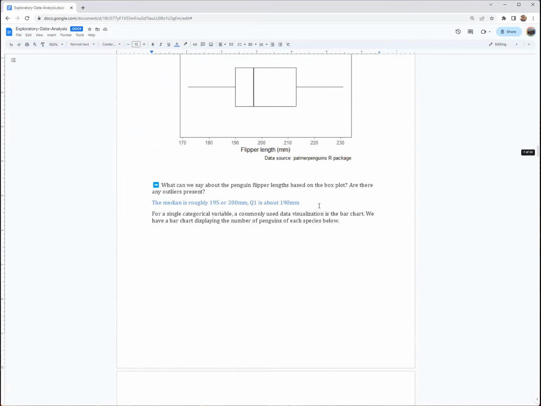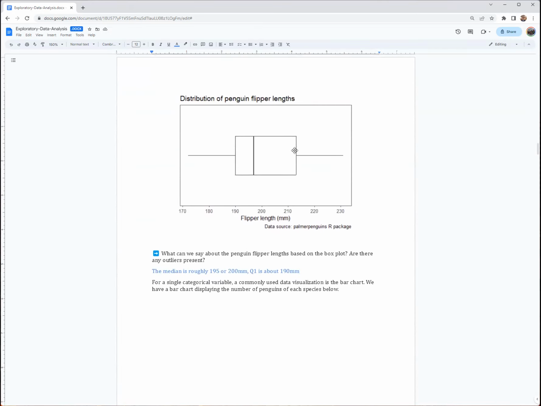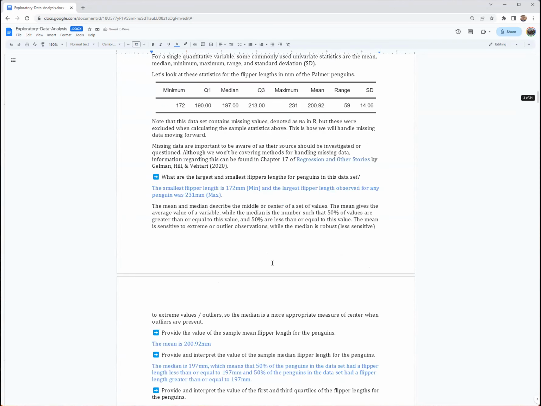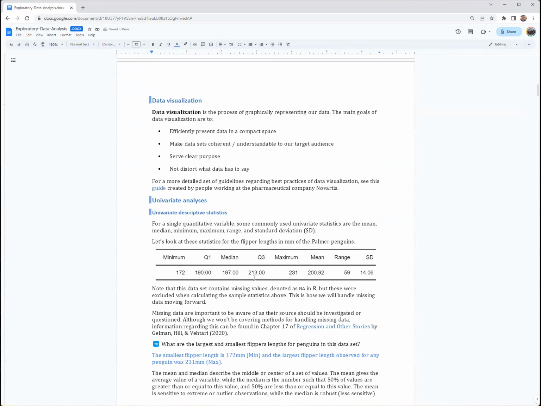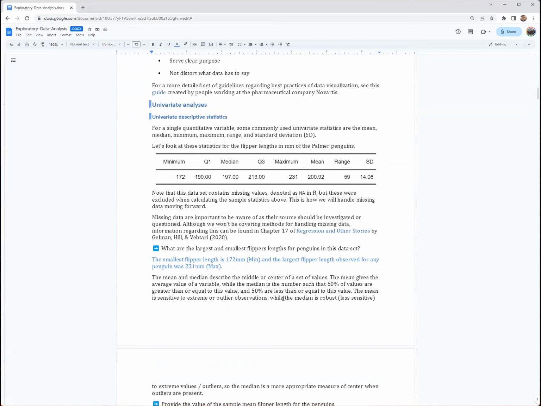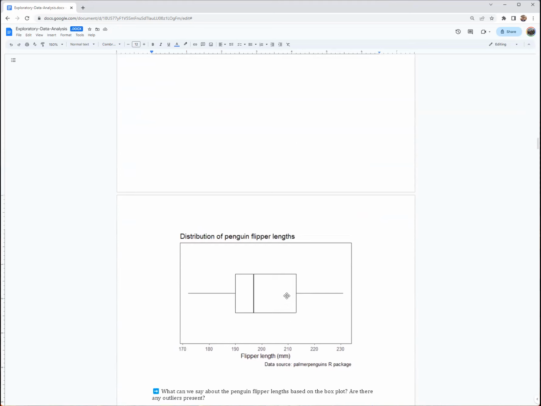Q3 is given by the top line of the box. Okay, so that's about 212. Q3 is about 210 or 215 millimeters. Yep, you can see that's the case again. All right.